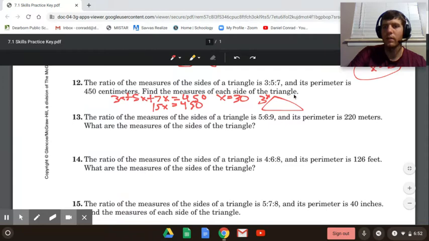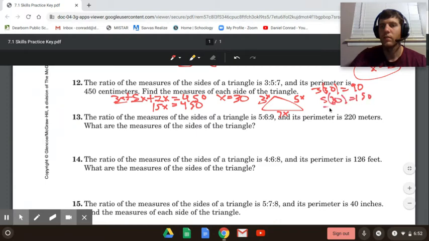So we're going to end up with 5x here, and then 7x. Those are our sides, right? 3 to 5 to 7. So 3x, 5x, and 7x. So the 3x is going to be 3 times 30, which is going to give us 90. And then we have one side that's 5x, so 5 times 30, which is going to be 150. And then 7x, which is 7 times 30, which is going to be 210. 210 and 90 is 300, plus 150 is 450, so we're good here. So your side lengths are going to be 90, 150, and 210.